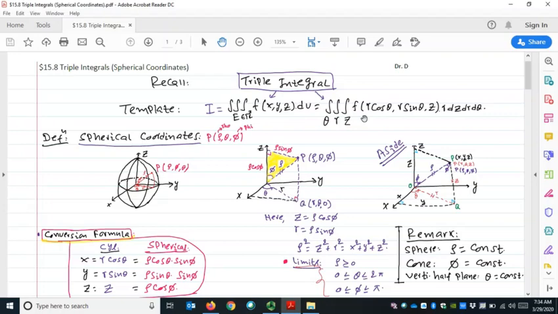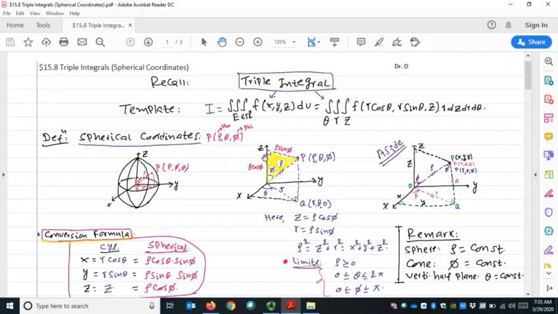Similarly, in cylindrical coordinates, our triple integral template is the triple integral of f of r cosine theta, r sin theta, z, and our volume element is r dz dr d theta, and the integral is in this order: dz dr d theta. The inner integral is the z integral, the middle integral is the r integral, and the outer integral is the theta integral, with appropriate limits.